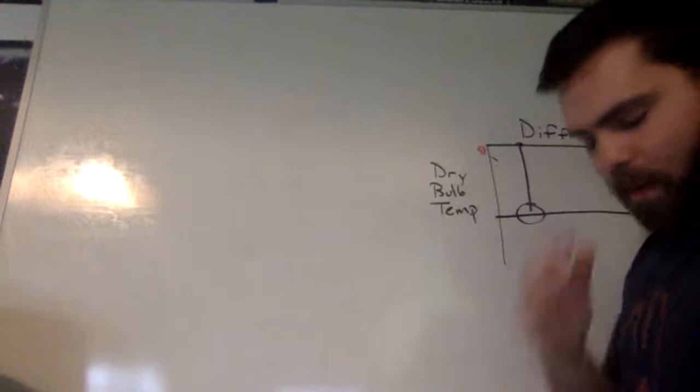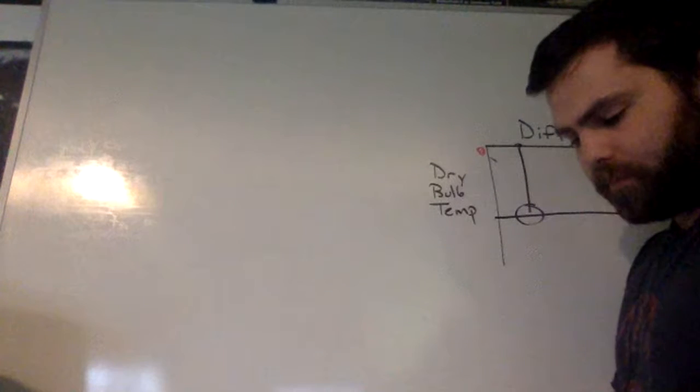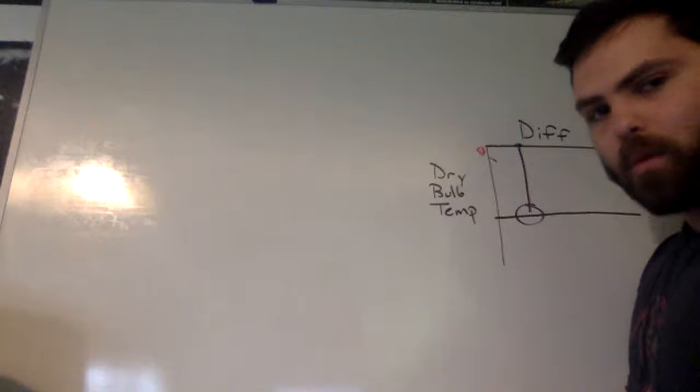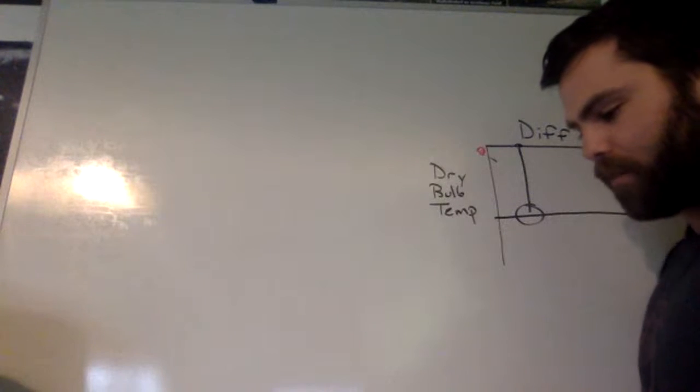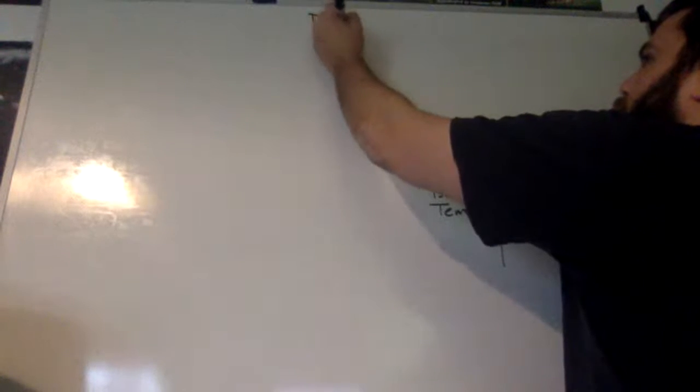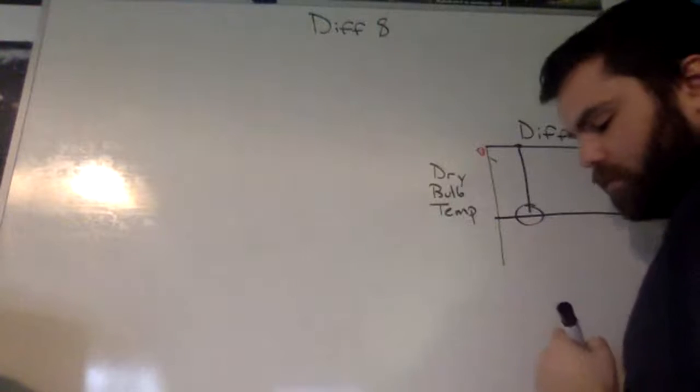Actually, let's go to the last one. So the last one, okay, they don't give us the dry bulb and they don't give us the wet bulb. Instead, they give us the difference. So what I want you to do is what you have on your chart. So I'm going to write up here. The difference that I got is 8 degrees, okay?